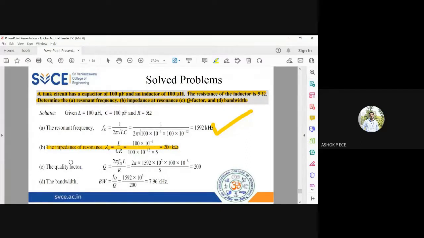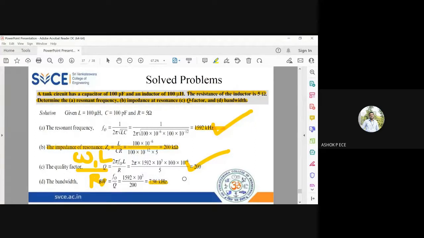You know Q is equal to omega naught L by R. So you know general formula for Q is X by R. X can be either omega naught L or X can be 1 by omega naught C. So however you do, you will get the same answer. The Q value is 200. Bandwidth equal to F naught by Q. We found out F naught. We found out Q. Bandwidth is 7.96 kilohertz.